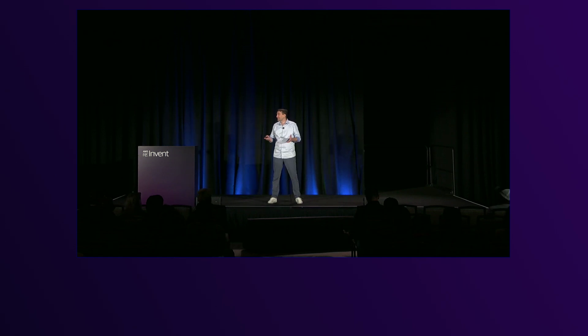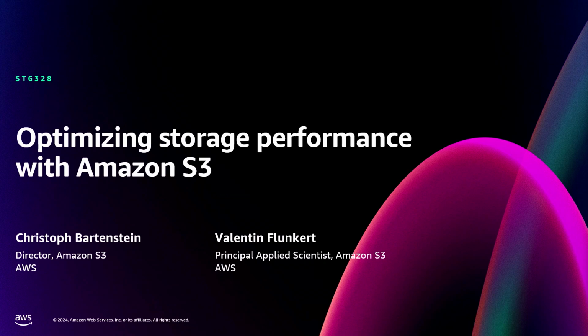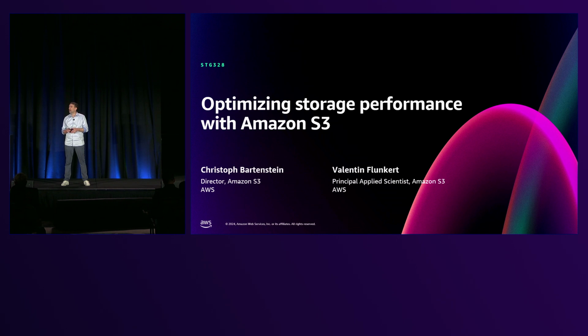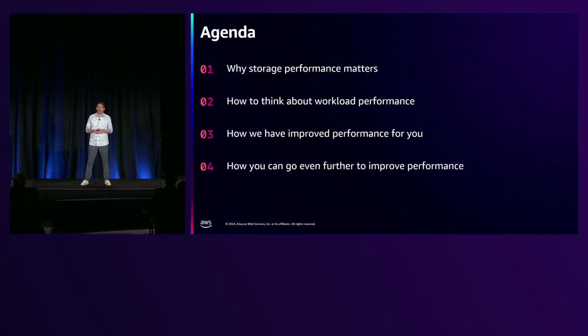My name is Christoph Bartenstein. I'm an engineering director here with AWS. I've been with S3 for about 10 years, and the last few years I spent quite a bit on performance improvement, thinking about how we can improve performance for customers and for our systems. With me is my colleague Valentin Flankert, a principal scientist. And today we'll really talk about how you can optimize performance for S3.